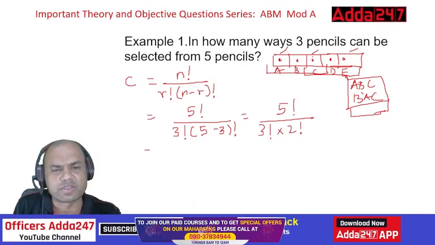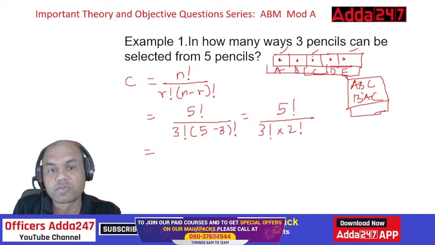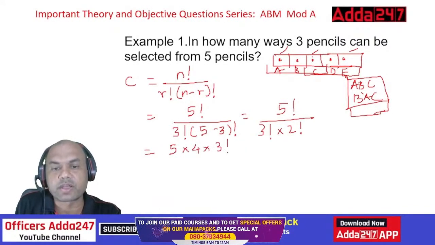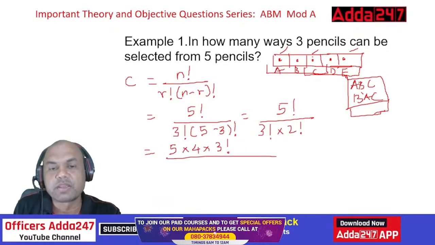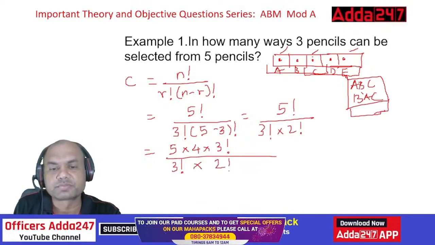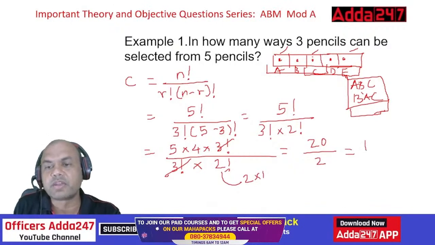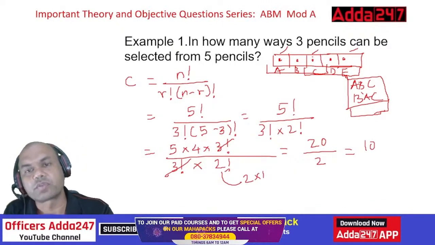How can I solve this? You can definitely solve it and find 120, but I would always suggest, as I've given you a hint, writing the factorial as 5 into 4 into 3 factorial. This way you can write 5 factorial, going on writing the earlier numbers. So here 3 factorial gets cancelled, and you are saved from doing one calculation. Now it's easy. 5 fours are 20 upon 2 factorial, which is 2 into 1, so 2. So the answer is 10. In 10 different ways, I can select 3 pencils out of the 5 pencils.